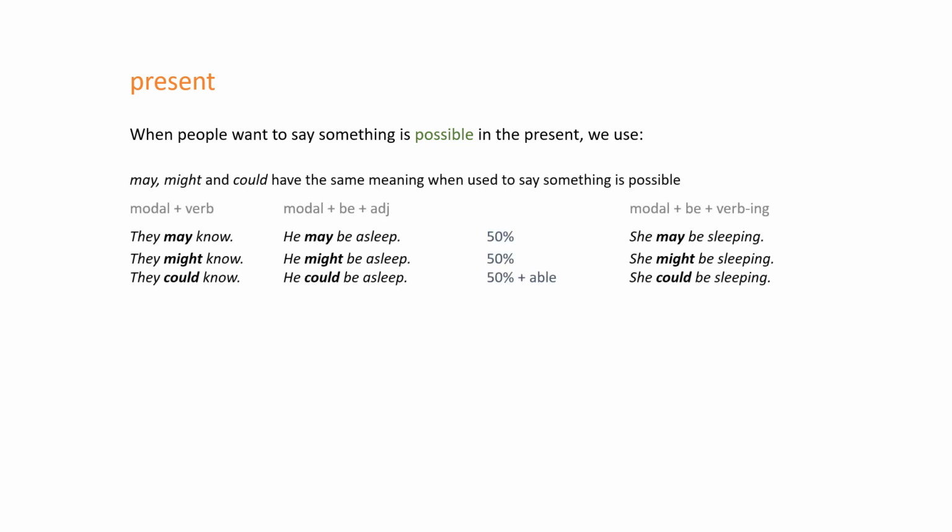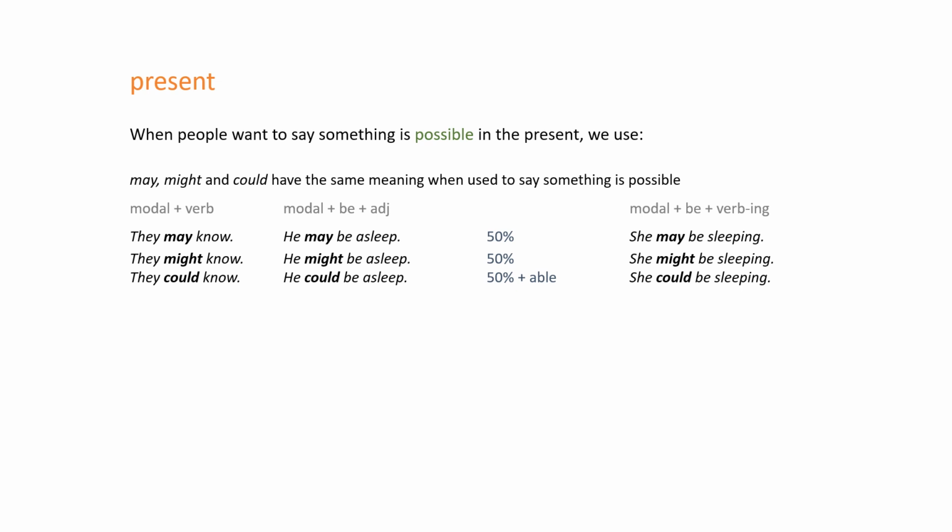Here we go. In the present, we use different modal verbs. Modal verbs are like helping words. They change the meaning of the verbs. And so we end up with possibility. If we want to say something's possible or impossible or probable, unlikely, we use these words. Let's have a look. May, might, and could.